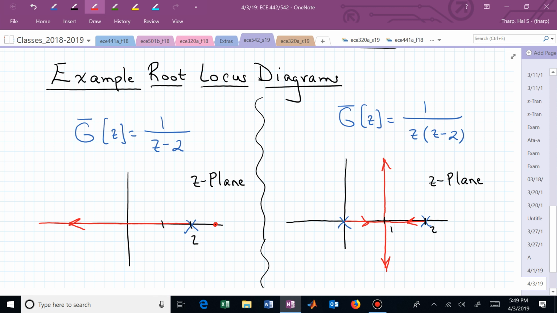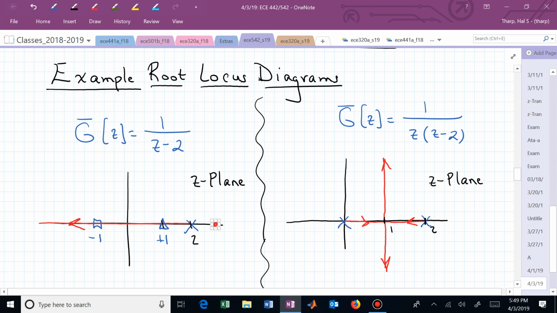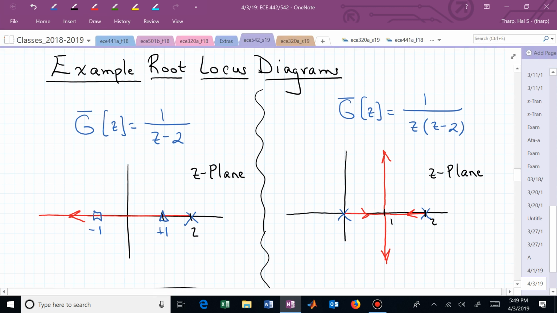Those are now my limits on the k that I would probably want to be living with, or between the lower limit and the upper limit. What about the root locus on the right?